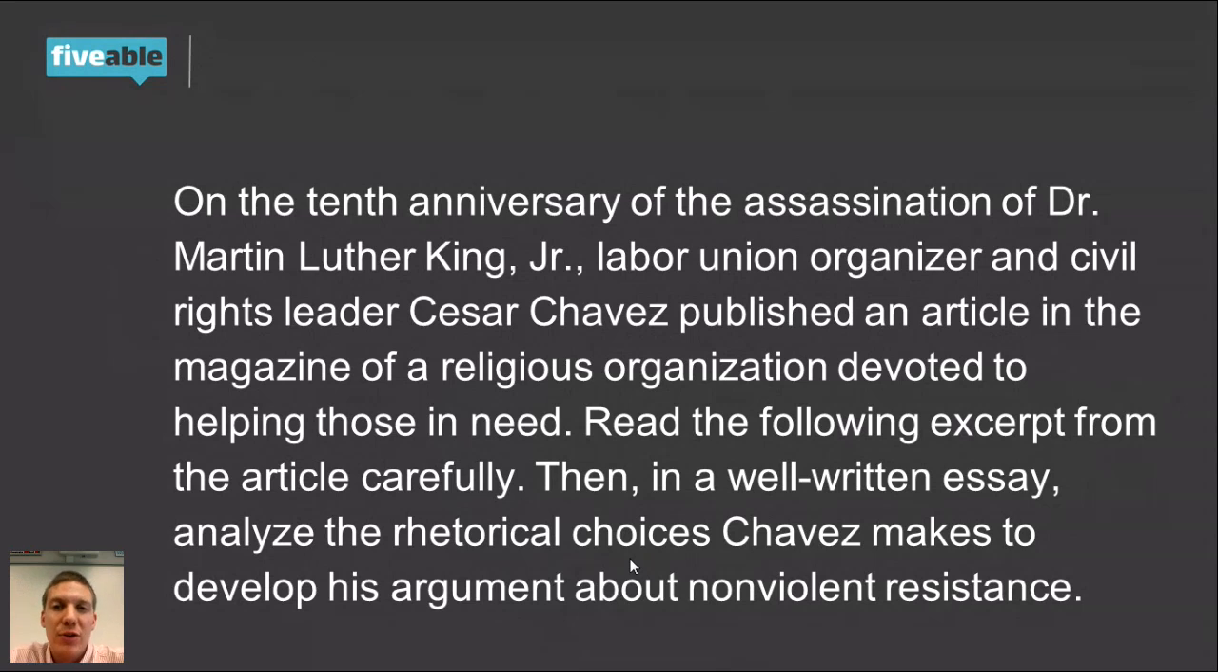On the 10th anniversary of the assassination of Dr. Martin Luther King Jr., labor union organizer and civil rights leader Cesar Chavez published an article in the magazine of a religious organization devoted to helping those in need. Read the following excerpt. That's an important thing to take note of because I know this is not an entire standalone work. So I just got to keep that in mind as I'm reading. So read the following excerpt from the article carefully, then in a well-written essay, analyze the rhetorical choices Chavez makes to develop his argument about nonviolent resistance.